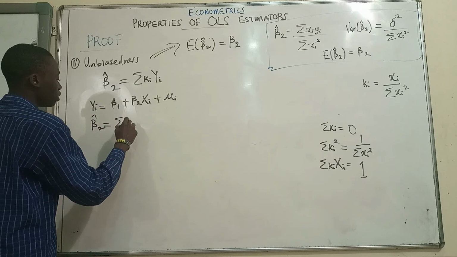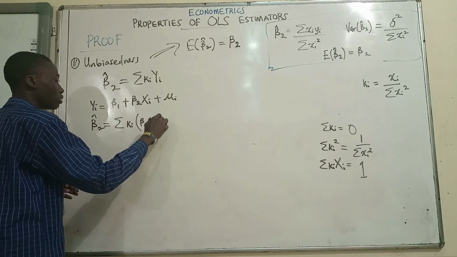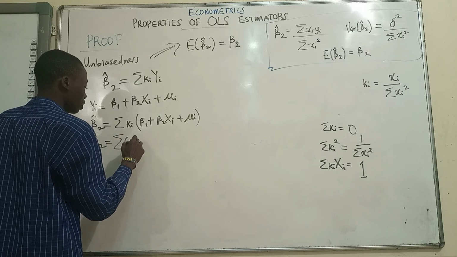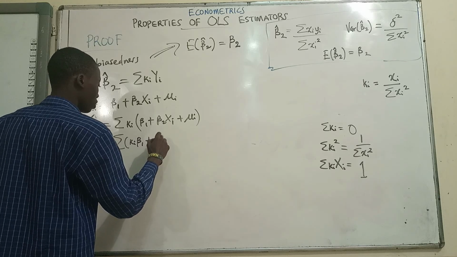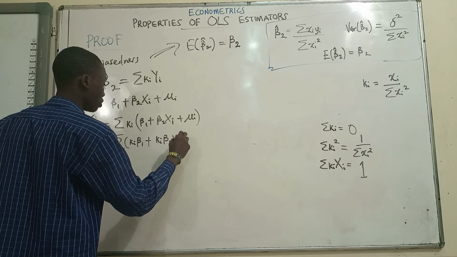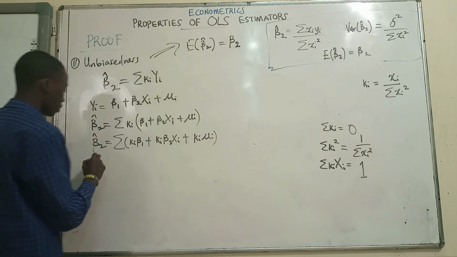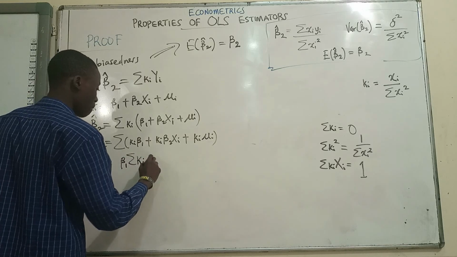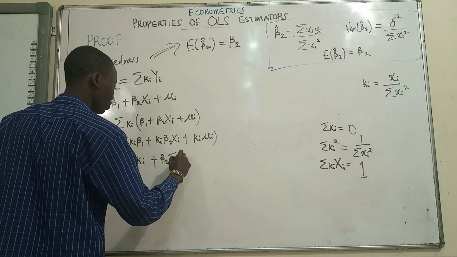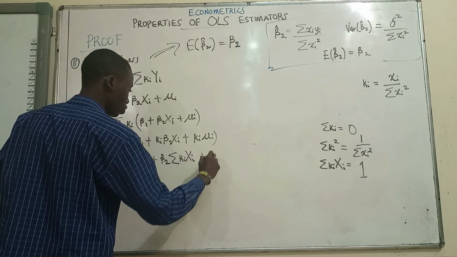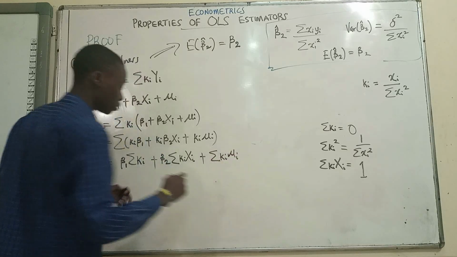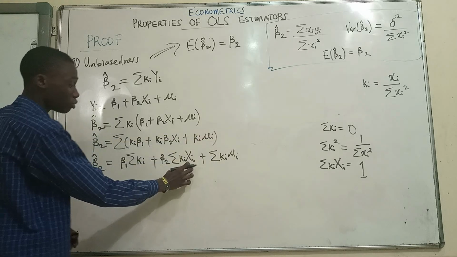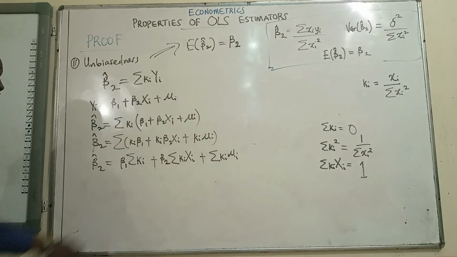estimated beta 2 will be summation ki times beta 1 plus beta 2 xi plus mu, and this will be summation ki beta 1 plus ki beta 2 xi plus ki mu. If we open this up, beta 1 is a constant, so we'll have beta 1 summation ki plus beta 2 summation ki xi plus summation ki mu i. Right. Okay, and this is where these expressions come in. Our summation ki is 0, summation ki xi is 1. Okay, we make use of that last one subsequently.